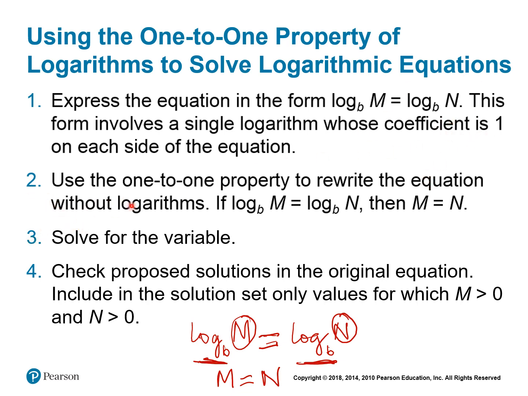Number 2, use the one-to-one property to rewrite the equation without logarithms. If log base b of m equals log base b of n, then m is equal to n, which is just what I told you here at the start. Number 3, solve for the variable, and number 4 is always check for the solutions. Plug it into the original equation and make sure that both m and n are greater than 0, right? So let's go through an example of that.